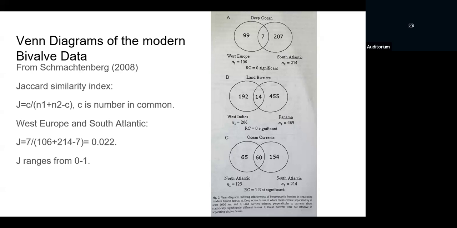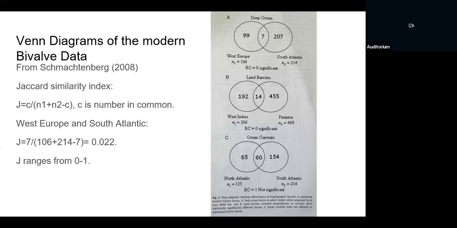And this paper was published in 2008. And basically, I was looking at barriers, how effective they are. And statistically, what it turns out is comparing West Europe with South Atlantic, the Atlantic Ocean is a very effective barrier controlling the distribution of clams. Comparing the West Indies with Panama, Pacific versus Atlantic, you got the Panamanian Bridge. It's an effective barrier. What's interesting is if you compare North and South Atlantic faunas, they're the same. They're basically a result of random mixing. So there's no significant difference between those faunas.